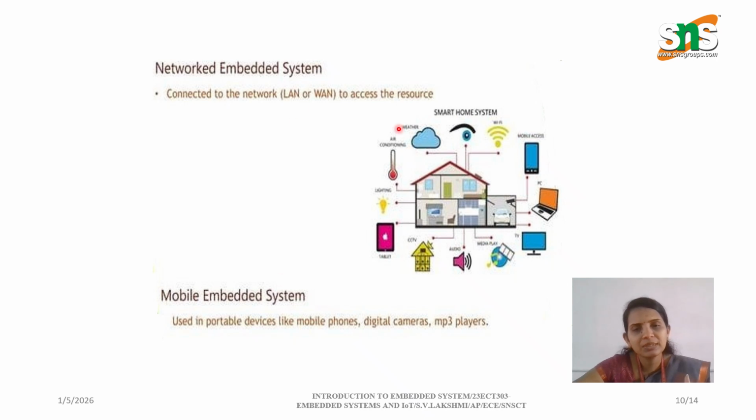So networked embedded systems, like smart home systems, require a LAN or WAN to access the resource. And mobile is used in portable devices like cameras, mobile phones, and all these are examples of mobile embedded systems.